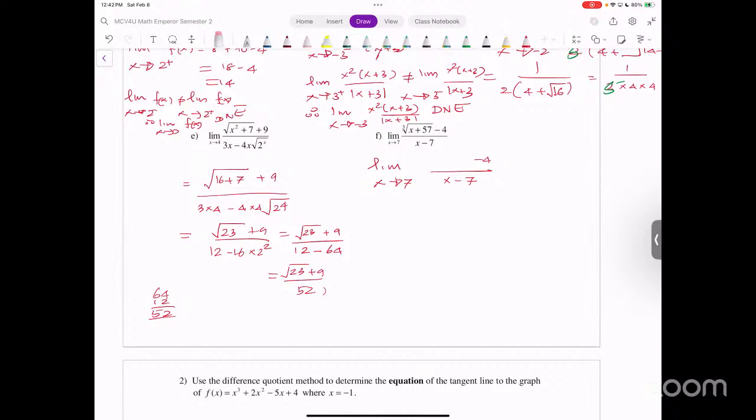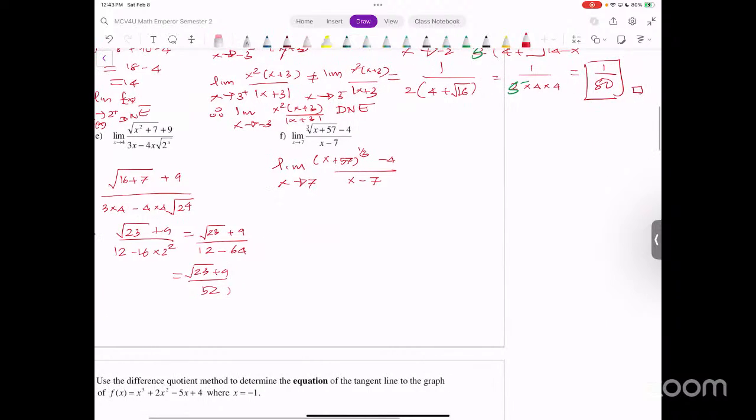So this one is going to be x plus 57 to the power of 1/3 minus 4. Now we've got the 1/3 power, so we can't really factor it. So we're going to do some substitution. Let u equal x plus 57, so u cubed is equal to x plus 57. Then x plus 57 to the power of 1/3 is u cubed to the power of 1/3, which is u.